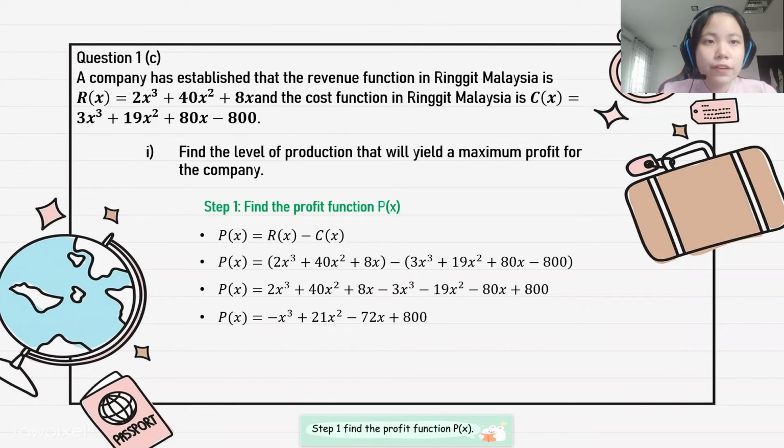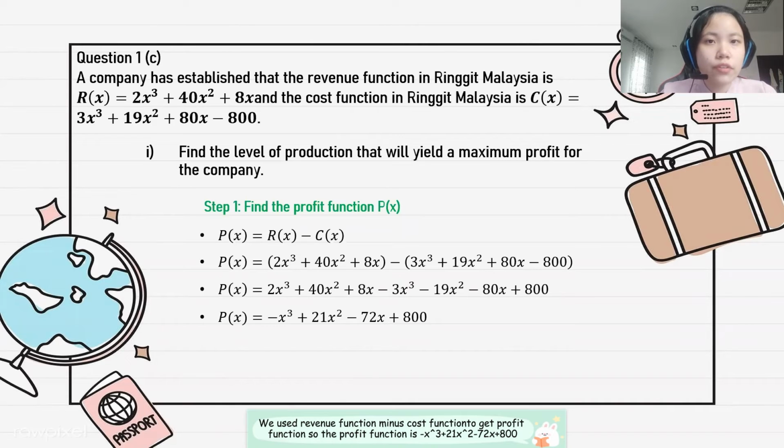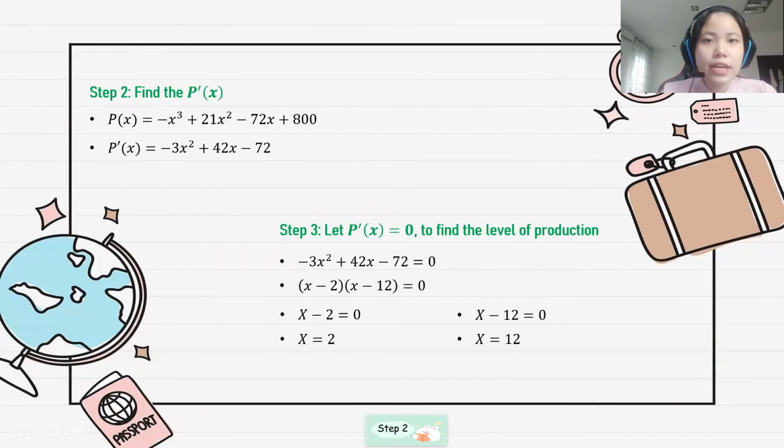Step 1, find the profit function P(x). We use the revenue function minus the cost function to get the profit function. So the profit function is negative x cubed plus 21x squared minus 72x plus 800. Step 2, find the first derivative of the profit function using the power rule. The answer is negative 3x squared plus 42x minus 72.